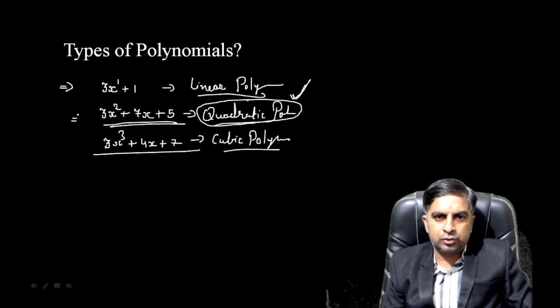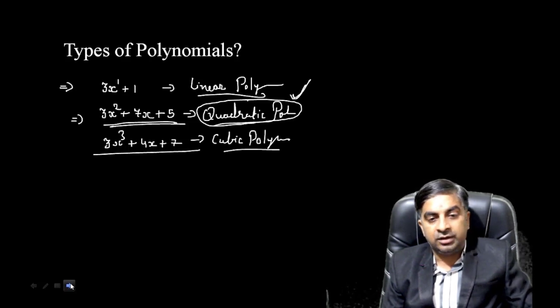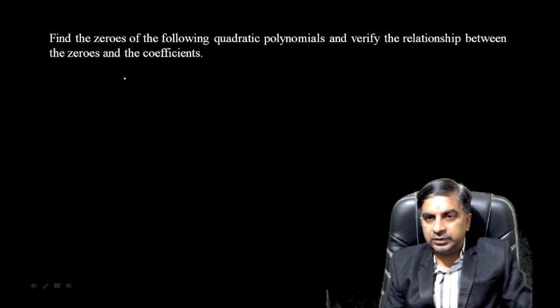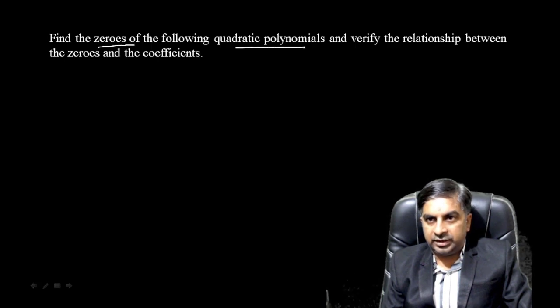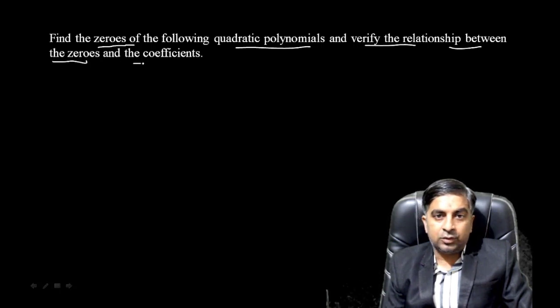In class 9th also you have learned about factorization of quadratic polynomials by splitting the middle term. So that we are going to do, and after splitting we get 2 factors, and from that we get zeros. Let me tell you, your first question is related to this: find the zeros of a quadratic polynomial and verify the relationship between the zeros and the coefficients.